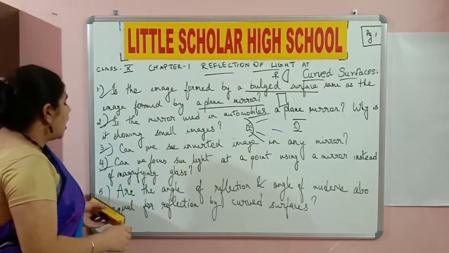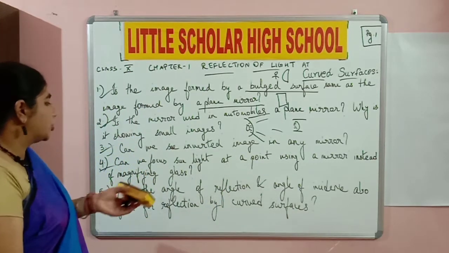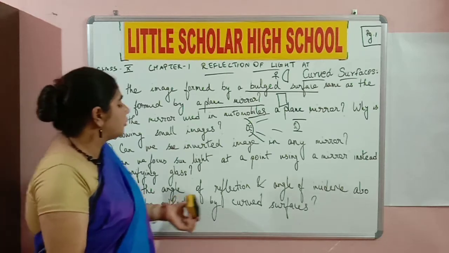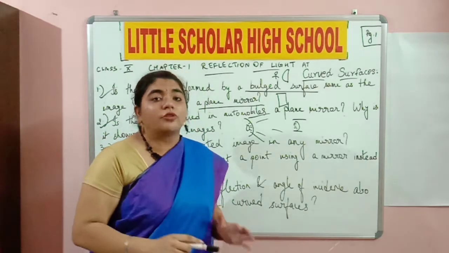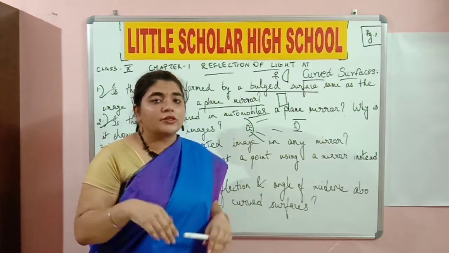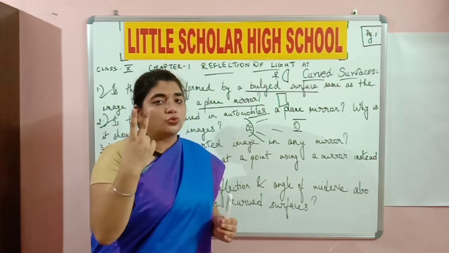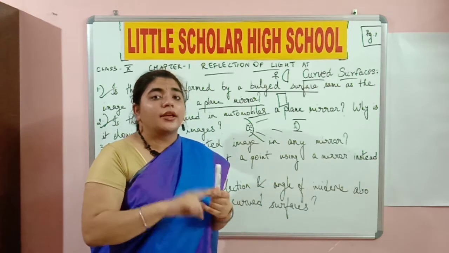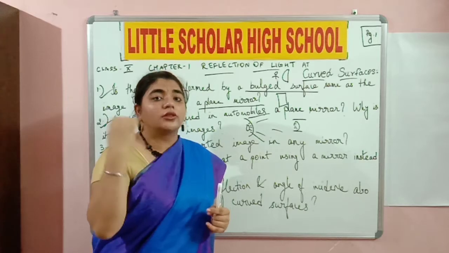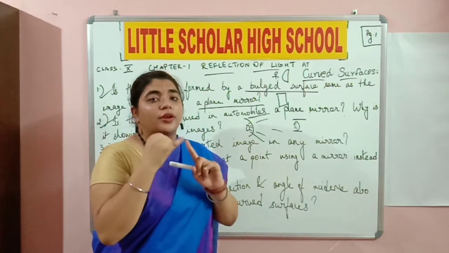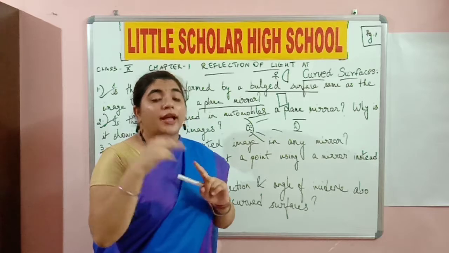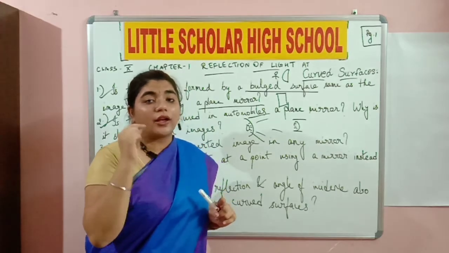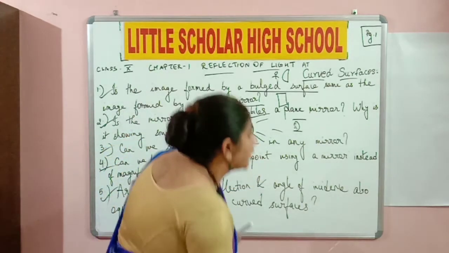Now, the fifth one: are the angle of reflection and angle of incidence also equal for reflection by curved surfaces? So now, we studied reflection at plane surfaces, and all of us know that there are two laws. I'm repeating this again. The first law states that the three rays, the reflected ray, the incident ray, and the normal ray, lie on the same plane. And the second law states that the angle of incidence is equal to the angle of reflection.